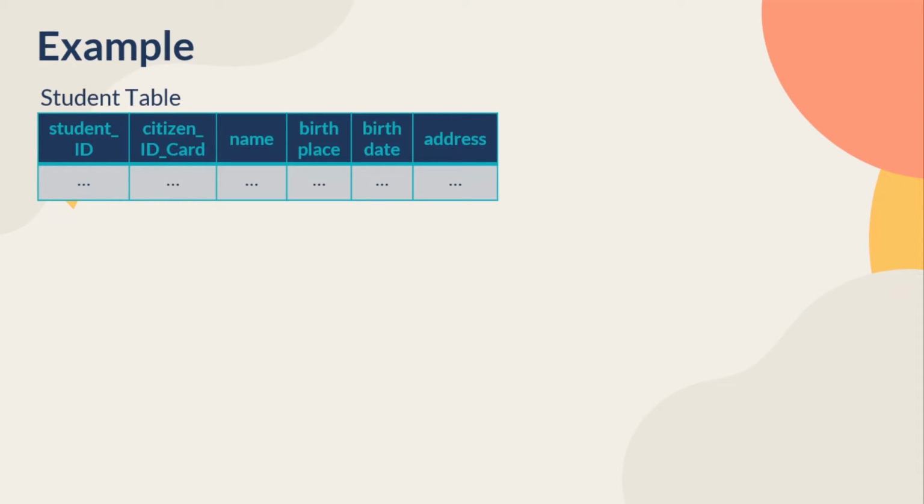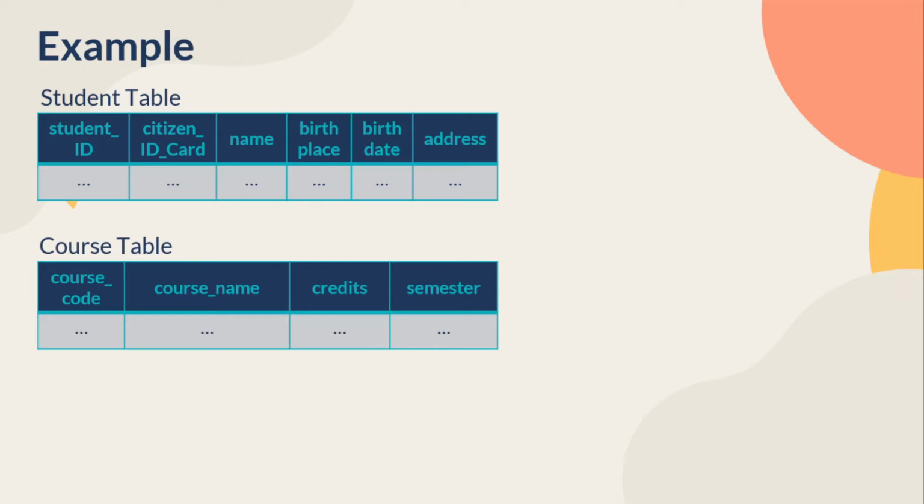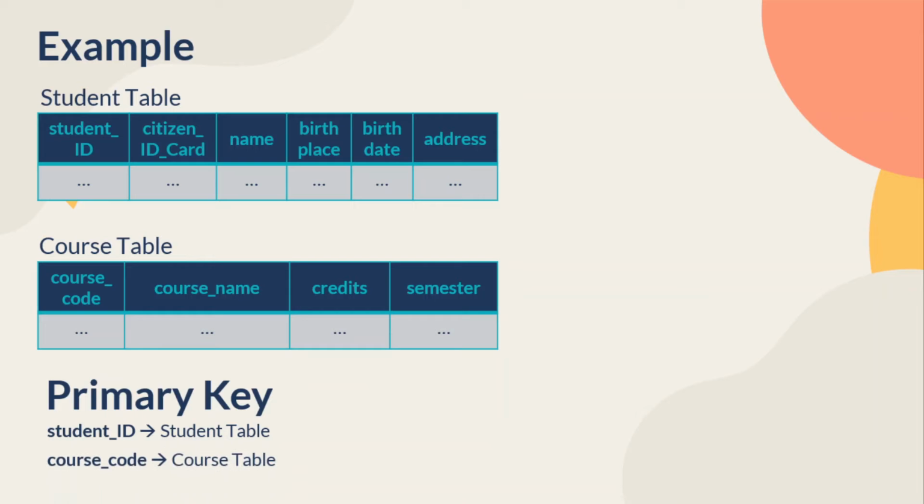Okay, for example, if we have a student table with the attributes student ID, citizen ID card, name, birthplace, birth date, and address. And we have the course table with attributes course code, course name, credits, and semester. Student table and course table have a primary key. Student ID is the primary key of the student table, and course code is the primary key of the course table.